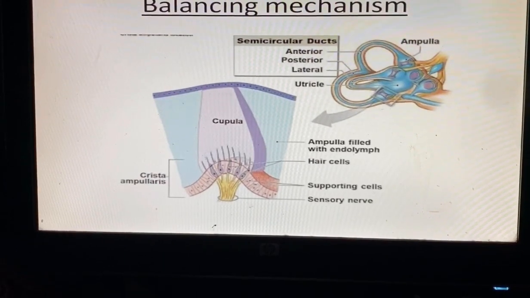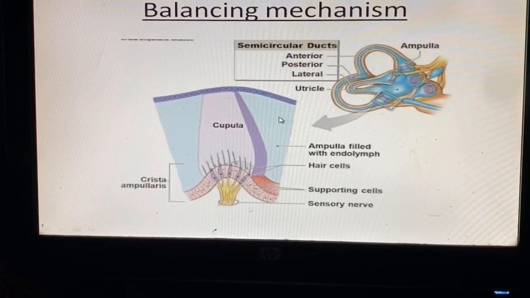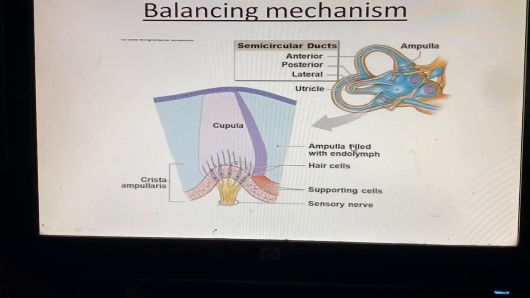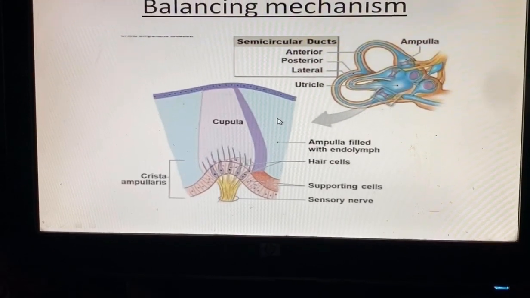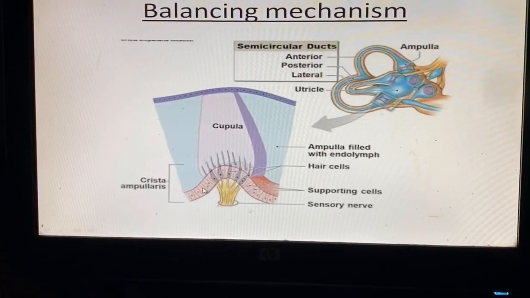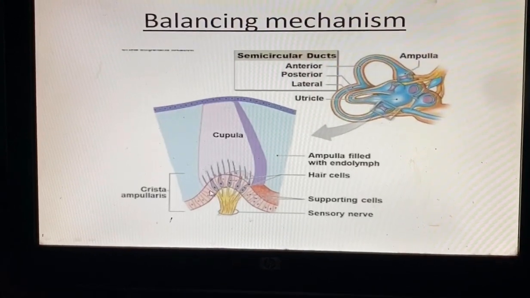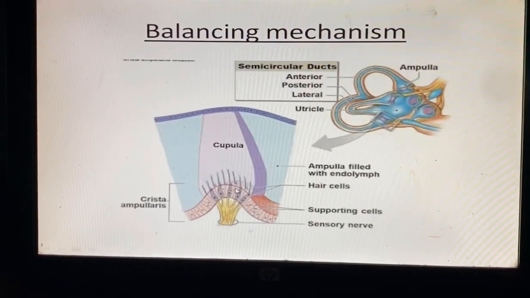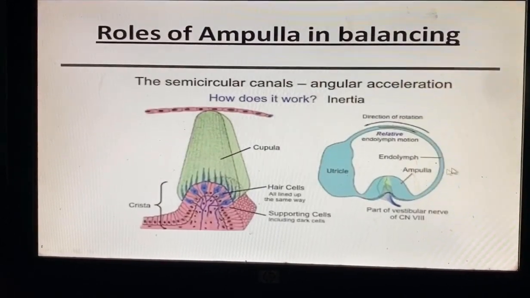Well, how does balancing occur? When your head tilts a bit, the ampulla, which is filled with endolymph, pressurizes the cupula. When the cupula bends towards the left, the sensory hair cells bend to the right. That means it works in the anti-clockwise direction. Okay, so let's go into details.